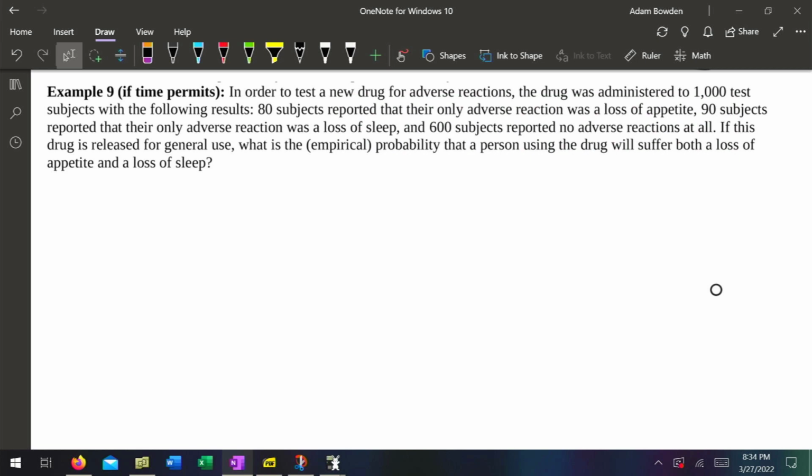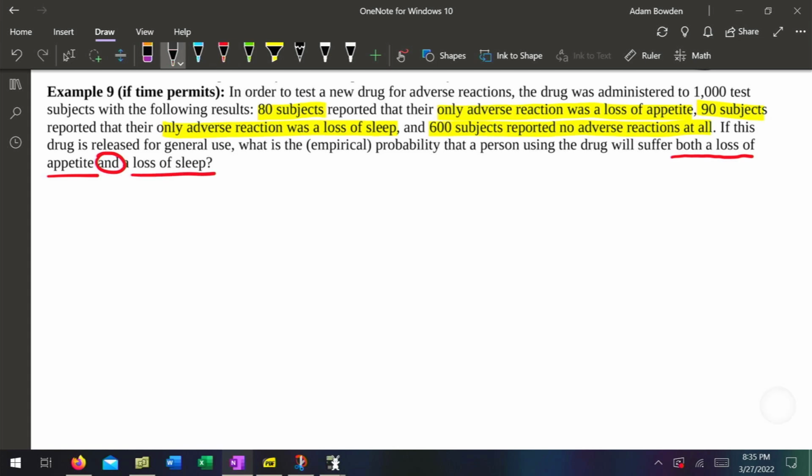Okay, this one looks a little bit long, but it's not too bad. Let's read through what it says. It says, in order to test a new drug for adverse reactions, the drug was administered to 1,000 test subjects with the following results. 80 reported the only adverse reaction was a loss of appetite, 90 reported the only reaction was a loss of sleep, and 600 reported no adverse reactions at all. If this drug is released for general use, what is the empirical probability that a person using the drug will suffer from both a loss of appetite and, keyword, loss of sleep?